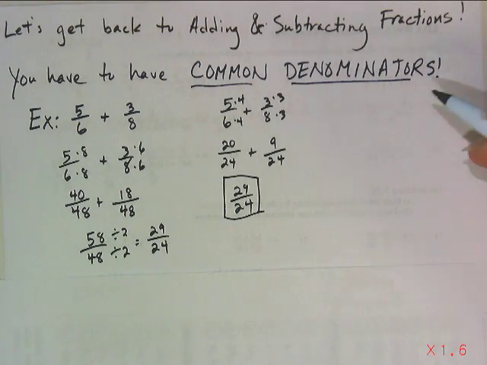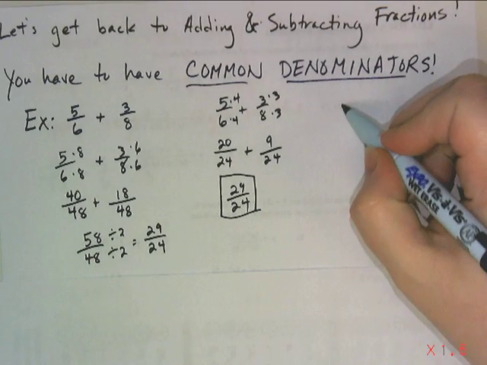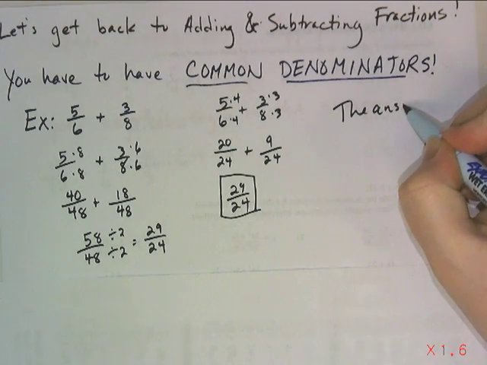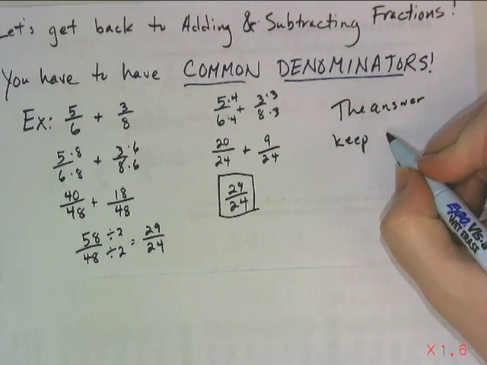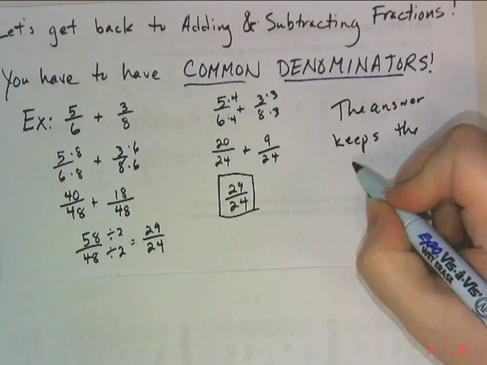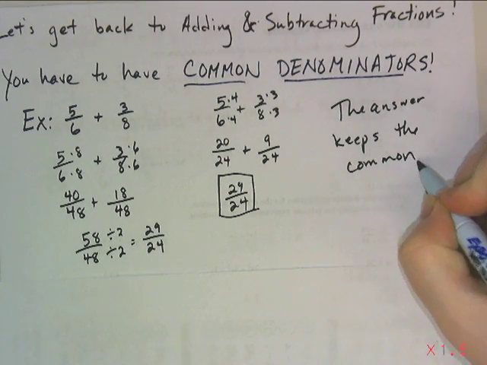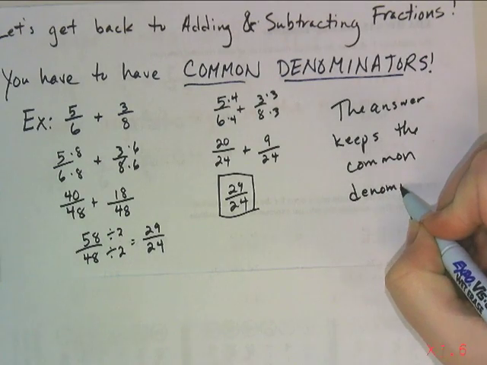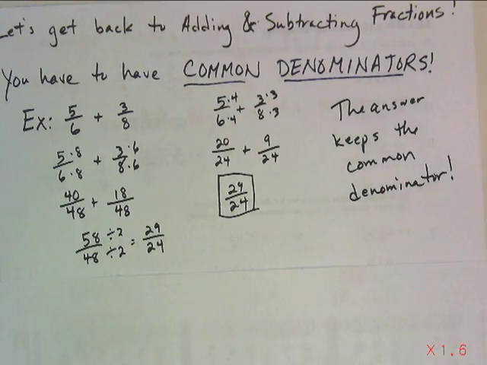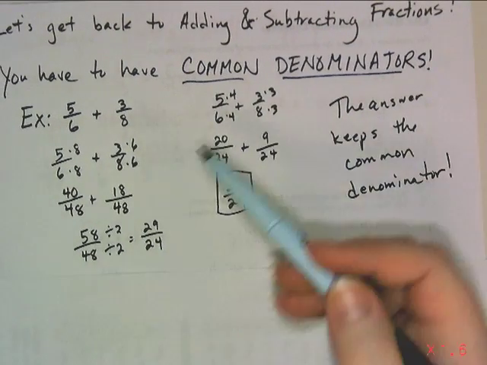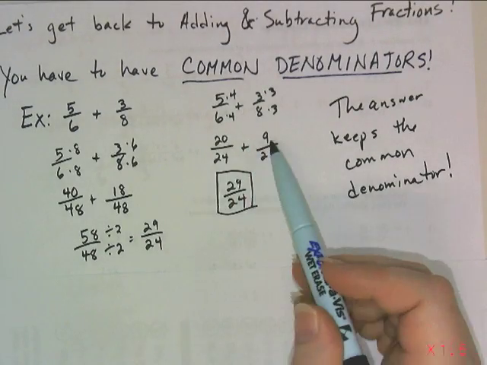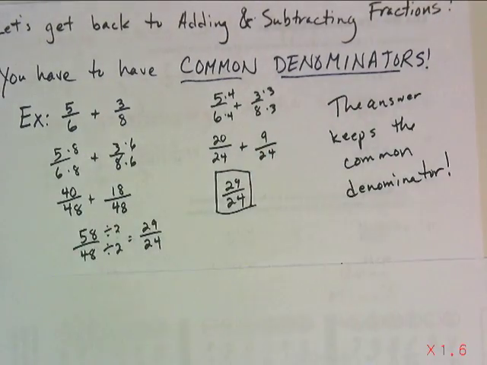But notice, after you find common denominators, the answer keeps the common denominator. Don't do all that work to get a common denominator and then mess it up and get rid of it. So your answer keeps the common denominator. Unless, of course, you have to reduce, right? When you're simplifying, everything might simplify out. But my point is, as you're adding and subtracting, you are only adding and subtracting the numerators.